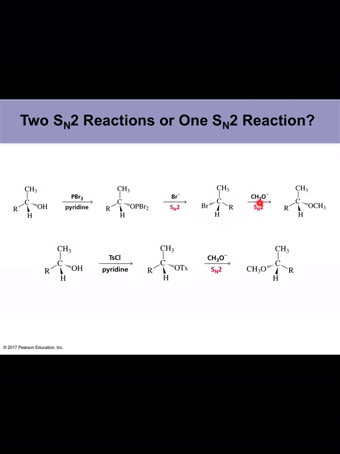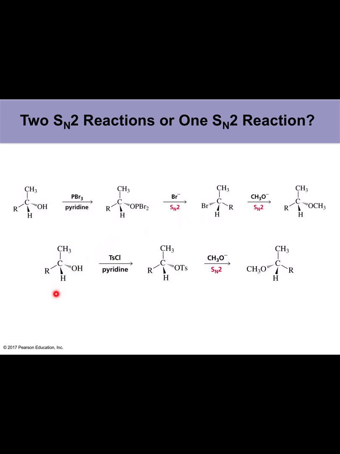But it doesn't stop here. We have another nucleophile, methoxide. Now this also is going to react with this carbon in SN2 fashion. So it's again a backside attack coming from this side, and bromide leaves, making it again inverted configuration. Since there are 2 SN2 reactions, it will retain the same configuration as the alcohol to begin with.